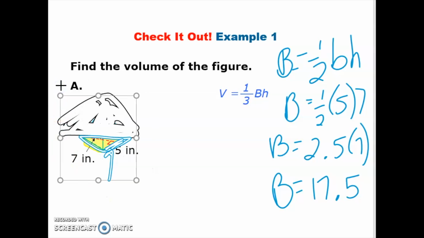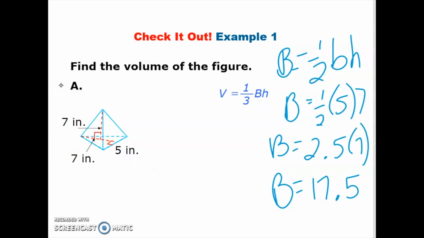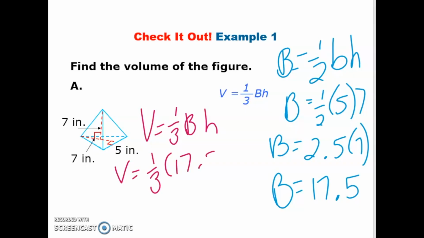Now we're going to plug that into our pyramid formula and continue solving. So my pyramid volume equals 1/3 area of the base times height, and I just found my area of the base to be 17.5. So I have volume equals 1/3 times 17.5 times my height, which is 7. Now this is where things get a little tricky because I've got decimals, I've got fractions, and I really want to try to avoid that rounding error.